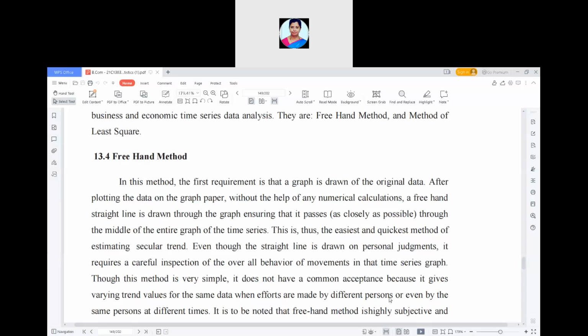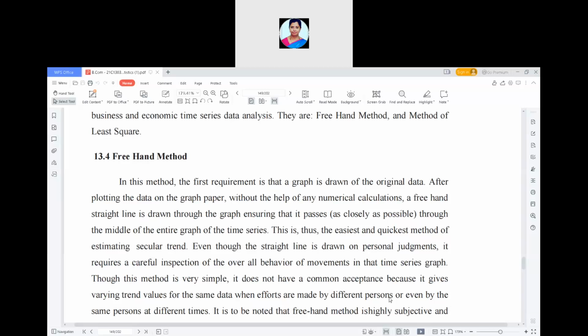The first point is the procedure. The first one is to plot the time series on a graph. The second point is to examine the direction of the trend based on the plotted information. The third one is to draw a straight line which will best fit the data according to personal judgment. The line now shows the direction of the trend.